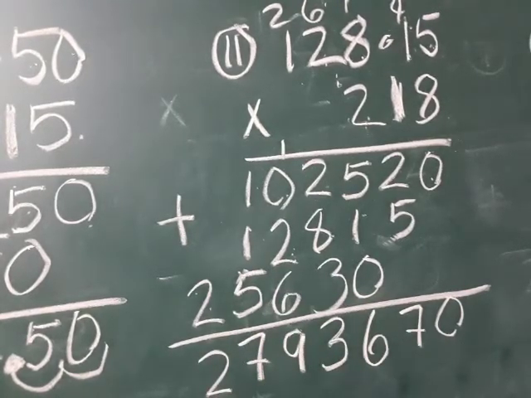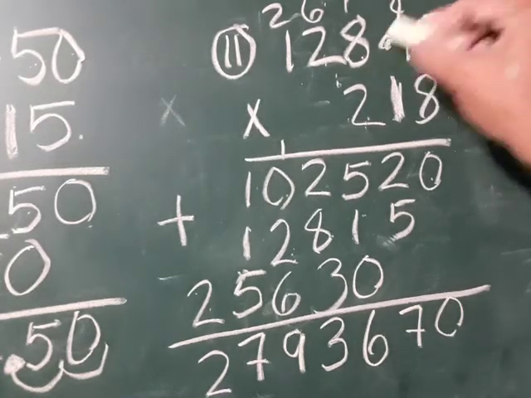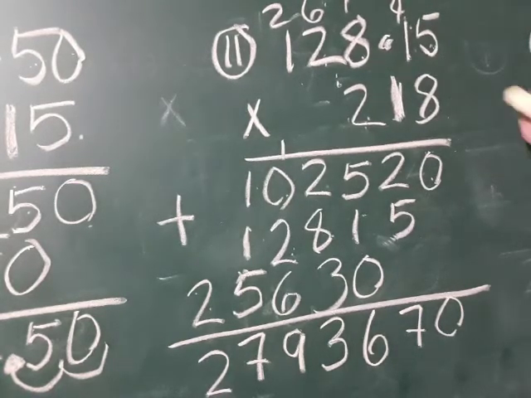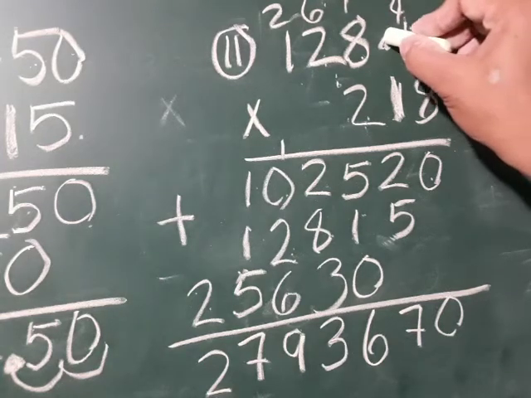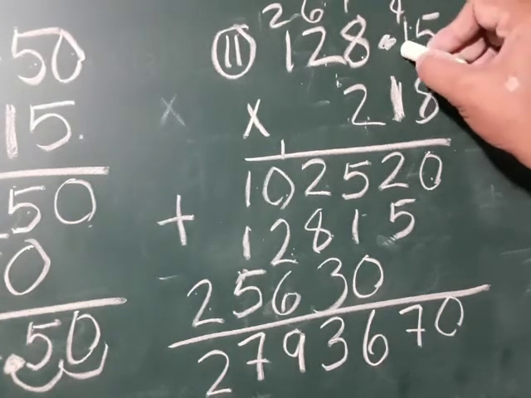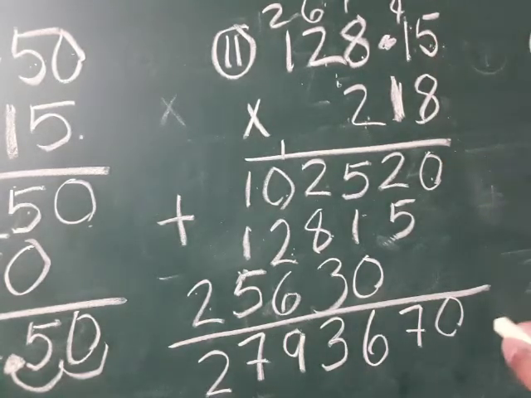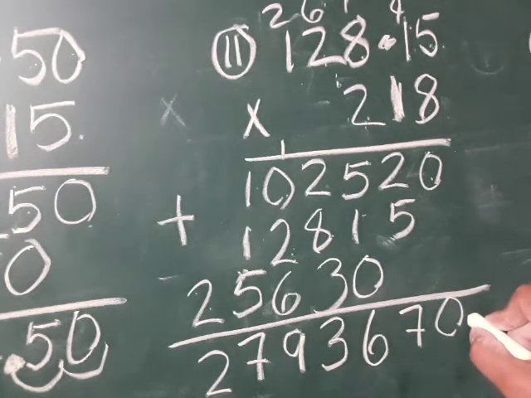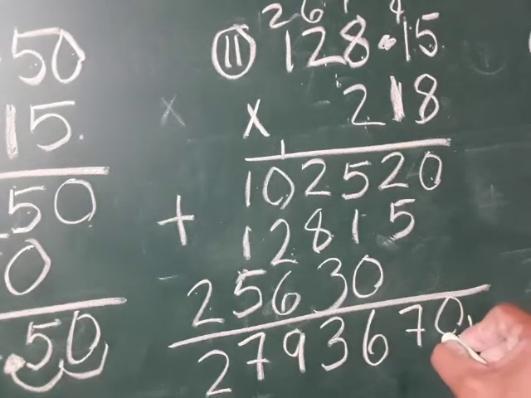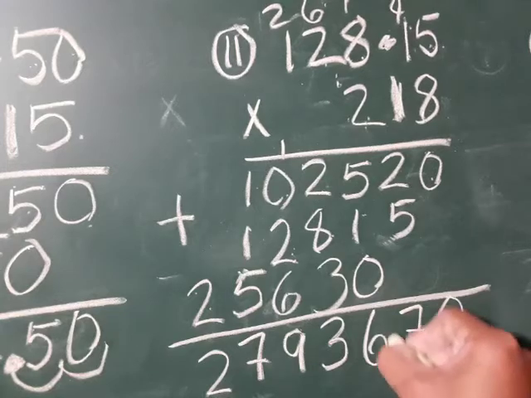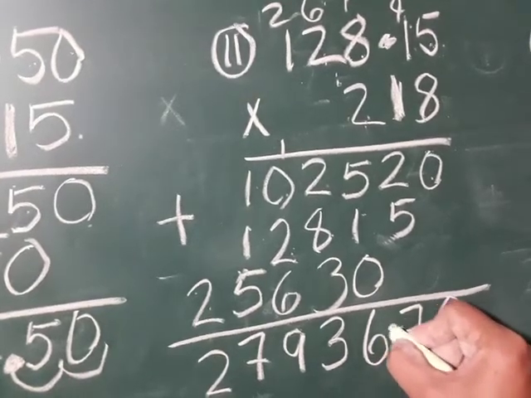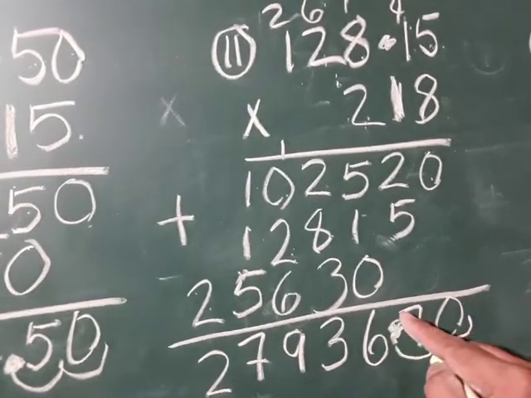Next step, of course, let's count the number of the decimals on the given factors. So, 1, 2. There's no decimal here because it is a whole number. So, we have only 2 decimal points. Then, let's jump backward twice. 1, 2. So, your answer is this one.